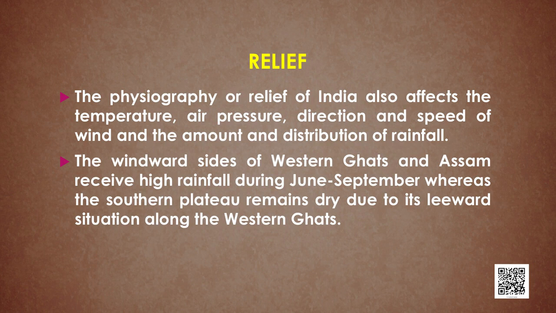The windward side of the Western Ghats. The Western Ghats are very high mountains. What is the windward side? Windward side means the side from where the moisture-laden winds are coming. They strike against the windward side and give heavy rainfall, whereas the southern plateau, which is the leeward side of the Western Ghats, receives less rainfall. So you see, the relief also plays a very important role. We will be talking about Tamil Nadu also regarding this relief.